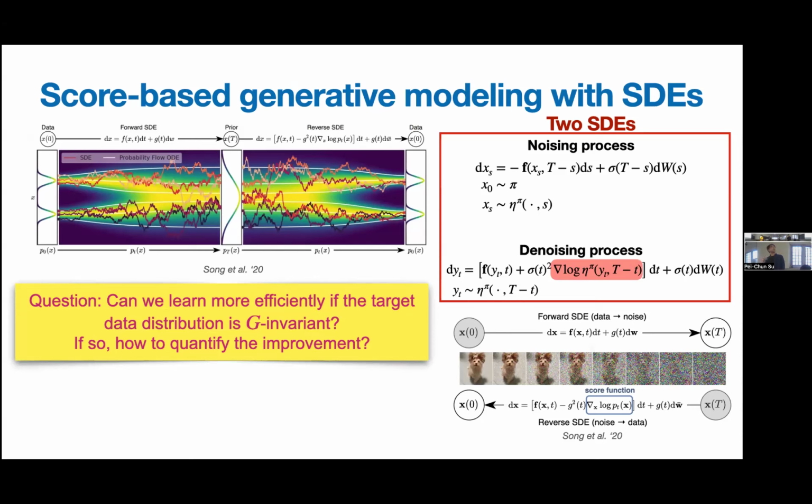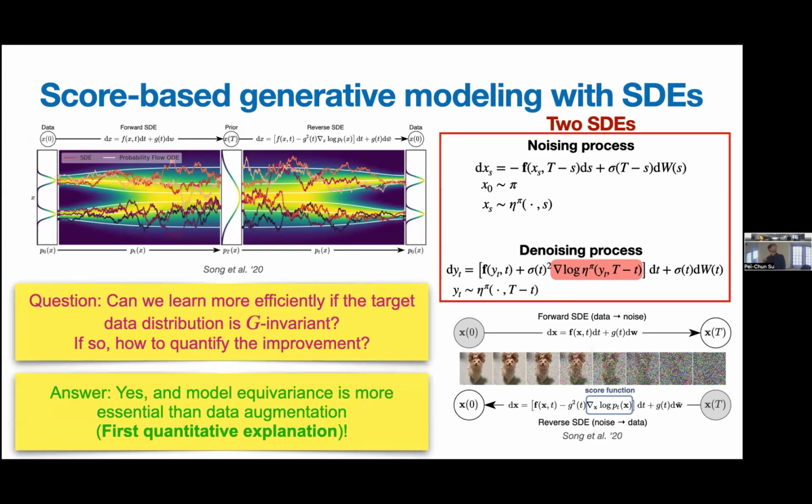So the related question we want to ask is, can we learn more efficiently if the target data distribution is G invariant? If so, how do we quantify the improvement? The short answer is yes, and we will show the model equivariance is more essential than doing data augmentation. This is also the first quantitative comparison between these two approaches for equivariant generative models.